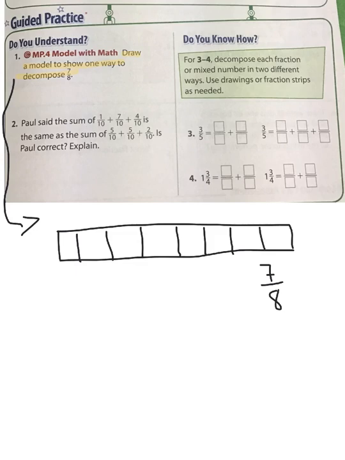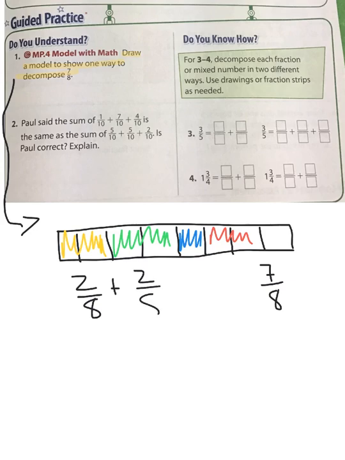So we are going to decompose 7/8. So we could color 2 of them yellow. We can color 2 of them green. We can color 1 blue and 2 red. There's many different ways you can do it. So in this case, I have my yellow would be 2 out of the 8, plus my green, I also have 2/8, plus with my blue, I only have 1/8, plus I've got 2 red, and that's going to equal 7/8.